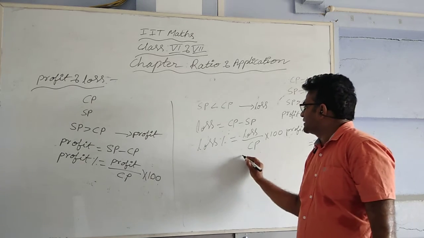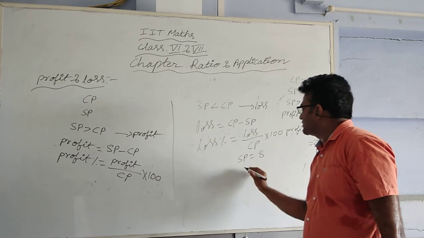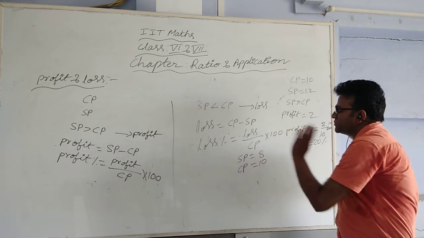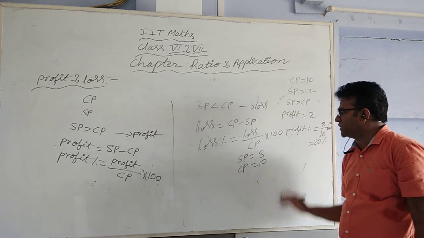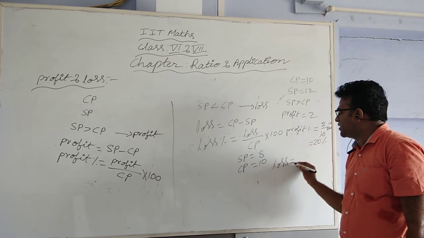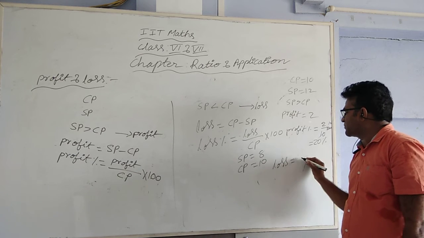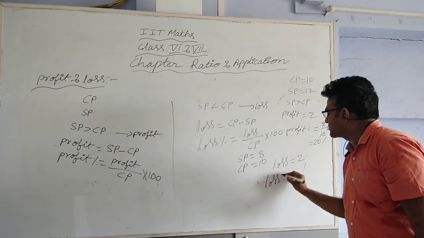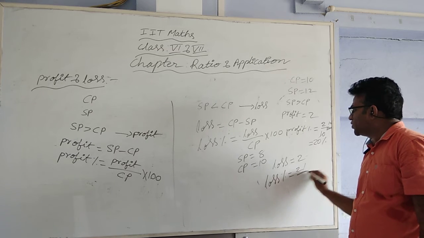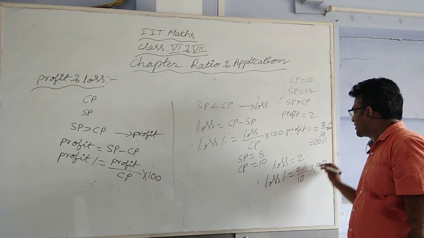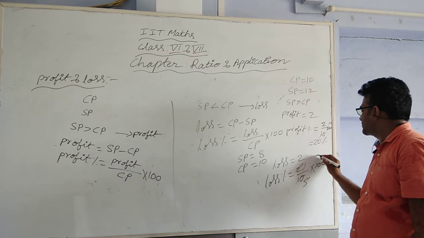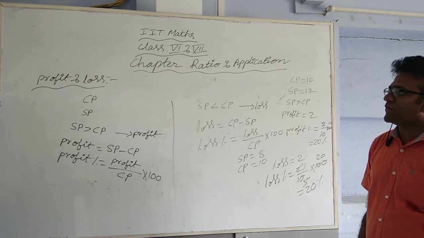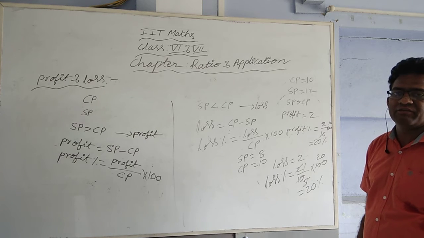Next, SP is 8, CP is 10. Here CP is greater than SP. That means SP is less than CP. So that's why we incurred loss. Cost price minus selling price: 10 minus 8, 2. So then percentage of loss is equal to 2 by 10 into 100. 2 ones are 2, 2 fives are 10, 5 twenties are 100. That is equal to 20 percent. So this is the way of calculating profit and loss for given values.